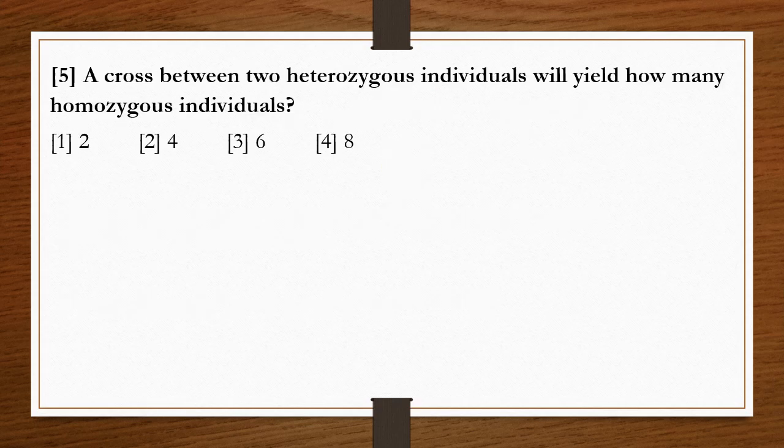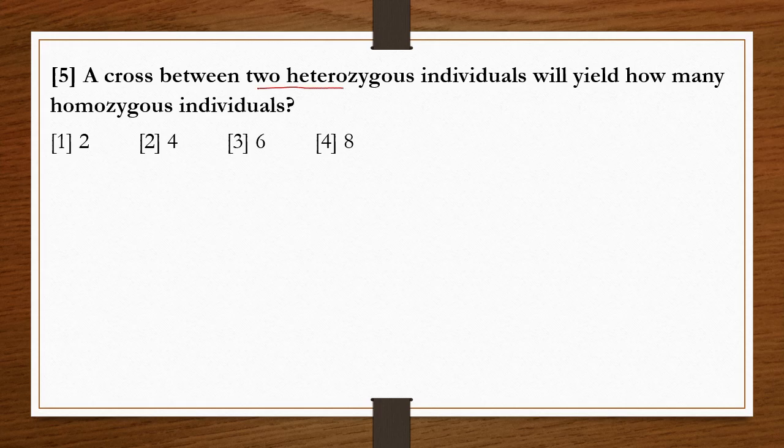Question number 5. A cross between two heterozygous individuals will yield how many homozygous individuals? Options: 1, 2; option 2, 4; option 3, 6; option 4, 8. Now let's come to the question. A cross between two heterozygous individuals.